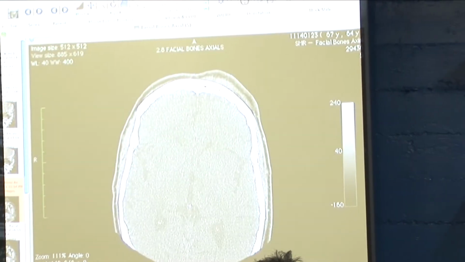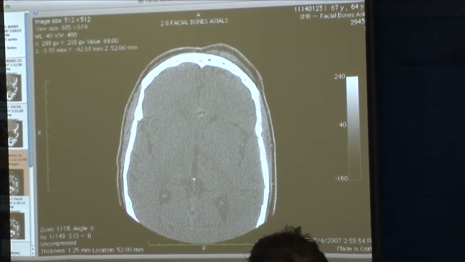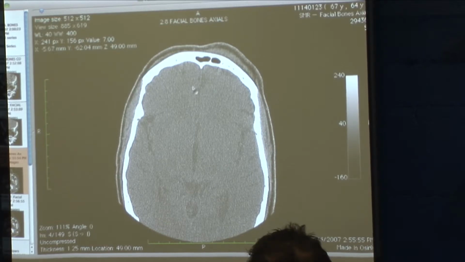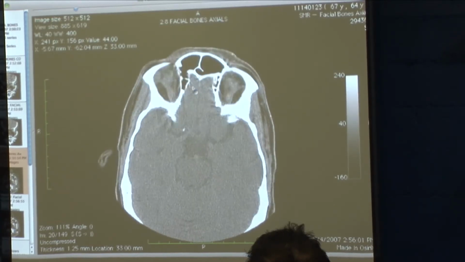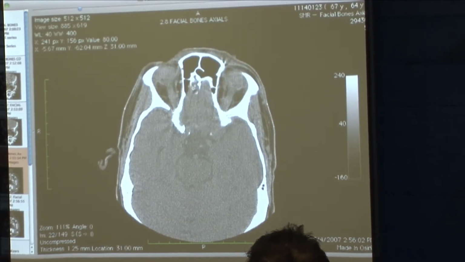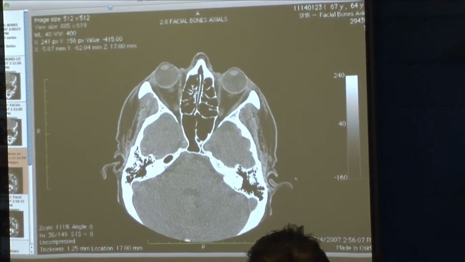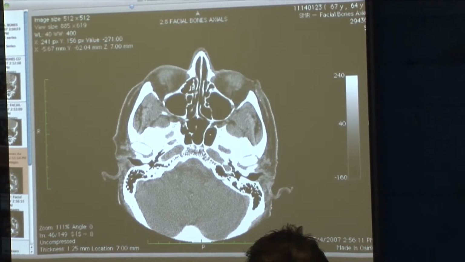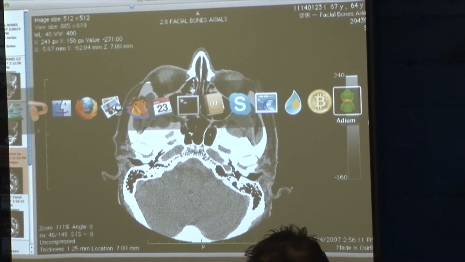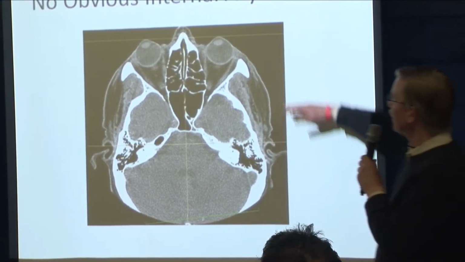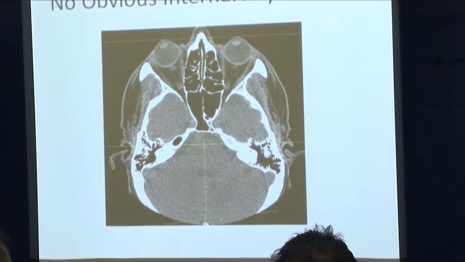I happen to have, from several years ago, a CAT scan. This is moving the scan down from the top of my head and looking for any asymmetry. At this point you see a little bit, but it's probably not very significant. And so the bottom line, a scan through the eyes looks perfectly symmetric.